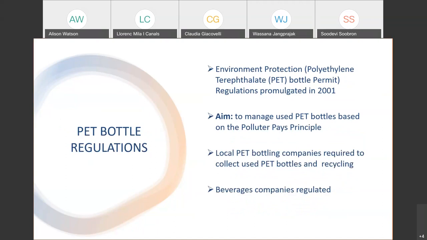So we have three regulations which are in place. The first one was for the PET bottles, and previously it was mainly to control PET for the beverage and water companies, and it was only for the local market that the PET bottles were controlled. Next slide.